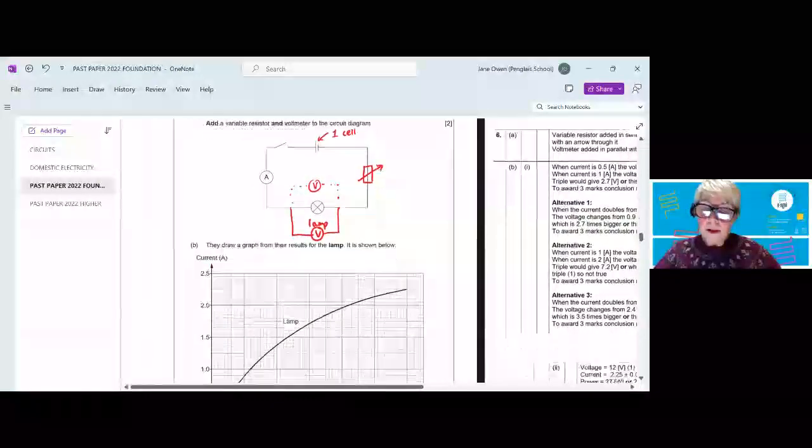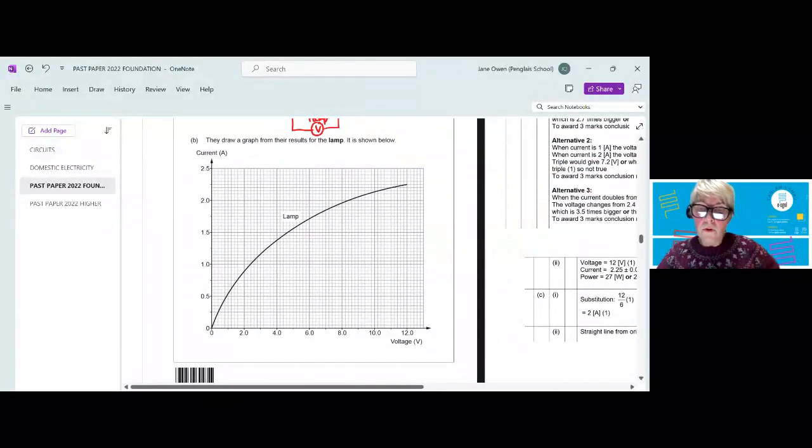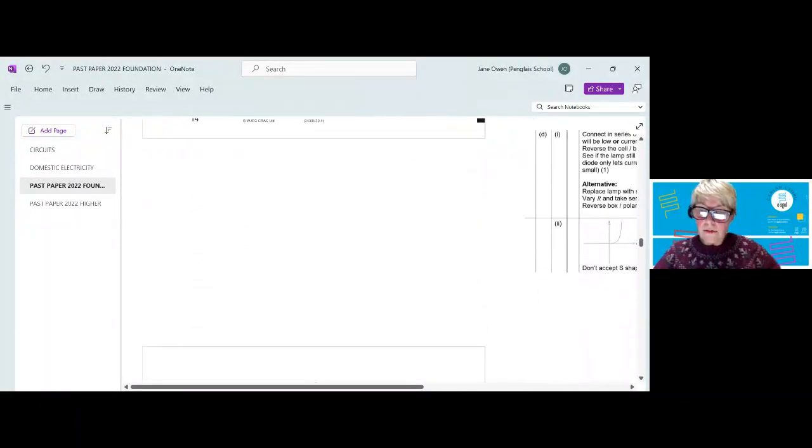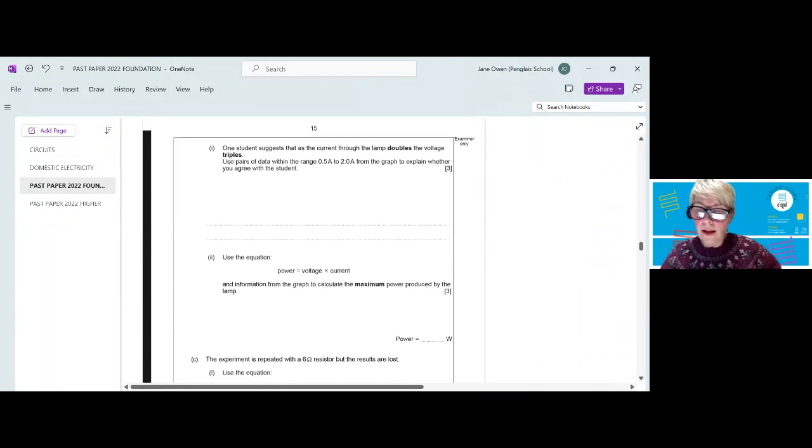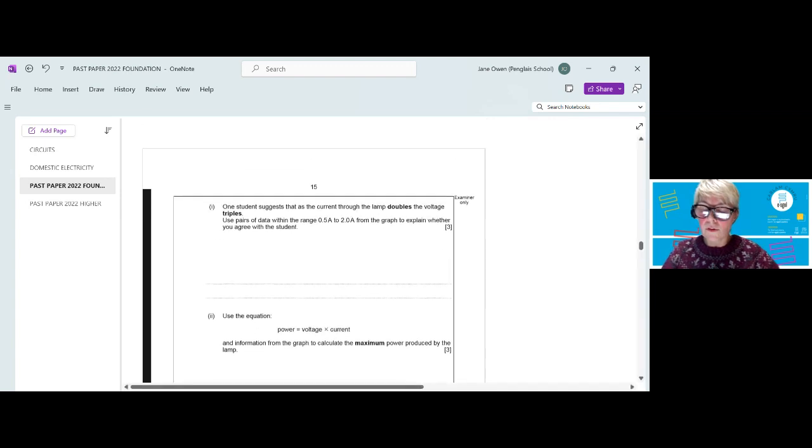Now, they draw a graph from their results for the lamp, and it's shown. Now, this gets a little bit complicated. One student suggests that as the current through the lamp doubles, the voltage triples. And they've asked you to use pairs of data within the range of 0.5 amp to 2 amps from the graph to explain whether you agree with the student.